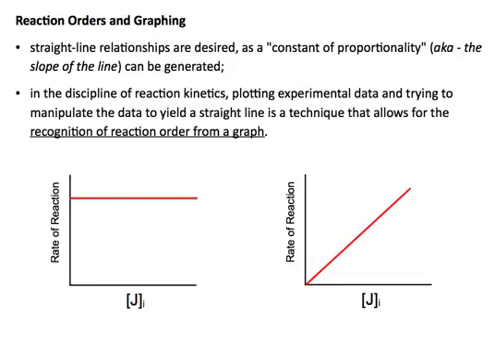Another way to recognize orders of reaction is from graphs. So straight line relationships, we see a lot of straight line relationships in science, and that's for a reason. If we have a straight line relationship, we can determine that constant of proportionality, and hence that in reality is the slope of the line. And so in reaction kinetics, we plot experimental data, try to get a straight line, and when we do, we see a type of reaction order. So we have 2 showing here. We've already seen both of these in number only. This is 0th order.